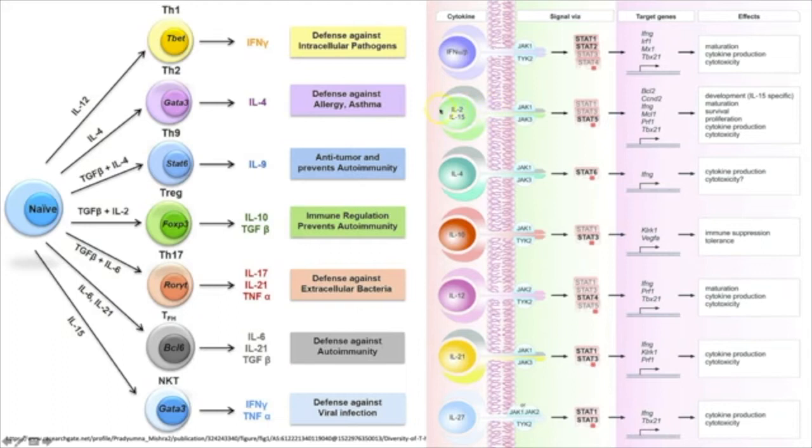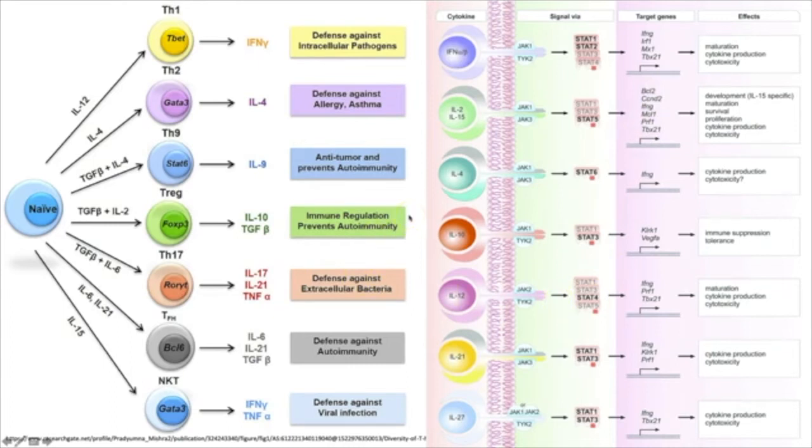So we get the binding of interleukin 12 and interleukin 15 to these receptors. Those stimulate these specific JAKs, which stimulate these specific STATs, which stimulate these specific genes, which then cause these different effects. So this chart is actually really, really cool and really helpful. And so you can see some of these things that are really interesting.